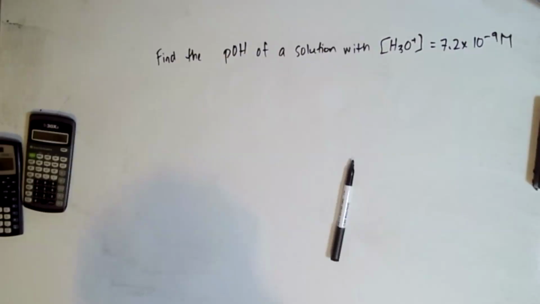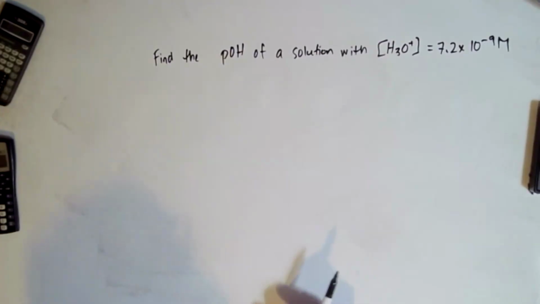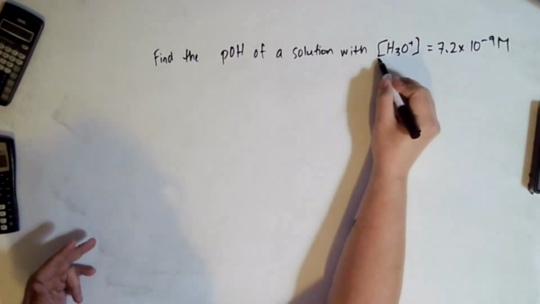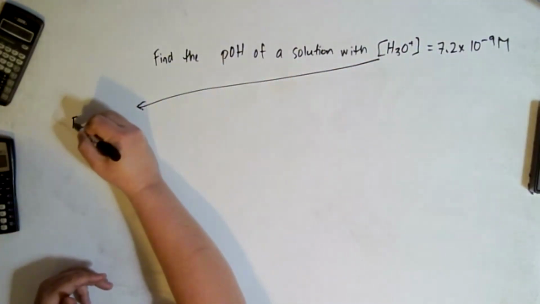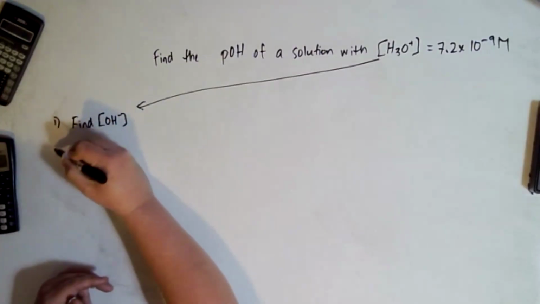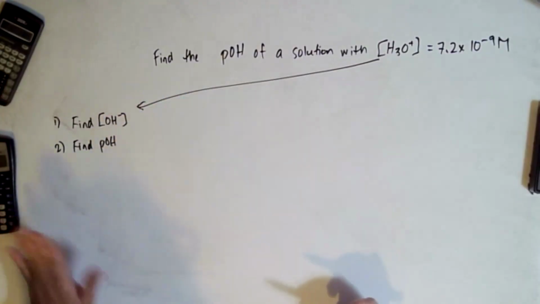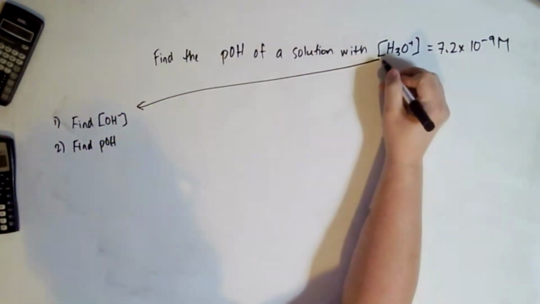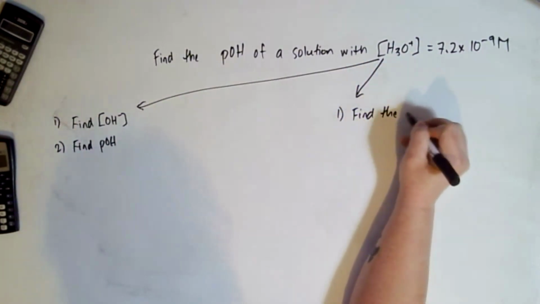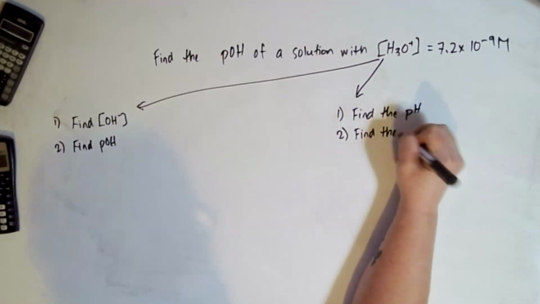So if this is the information that we're given and we want to find the pOH, there's two different pathways you really can take here that will both lead you to the same place. You can either take this information and find the hydroxide ion concentration and then find the pOH. That's a perfectly valid way to do this. Or you could take this information and find the pH and then find the pOH.